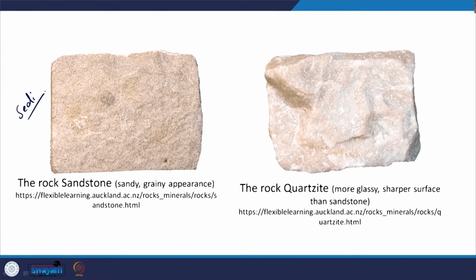It is formed from cemented sand sized clasts. The texture is clastic, that means it is noticeable only with the help of a microscope. The grain size varies from 0.06 to 2 millimeter. Clasts are visible to the naked eye, often we can identify them.